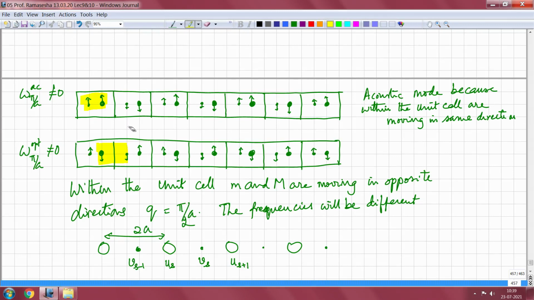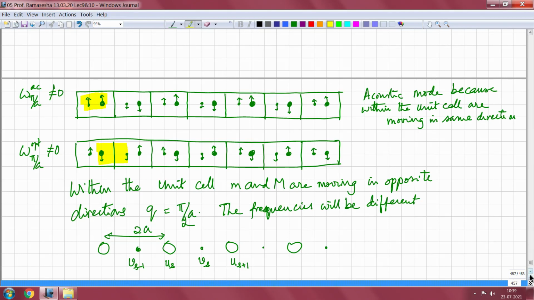So what is described here as an acoustic mode, because in this new unit cell the two atoms are moving together, in the other one it will become the optic mode. So in a way, depending on the unit cell, the motion of the atoms will be either optic or acoustic. So you have the choice of defining the unit cell.